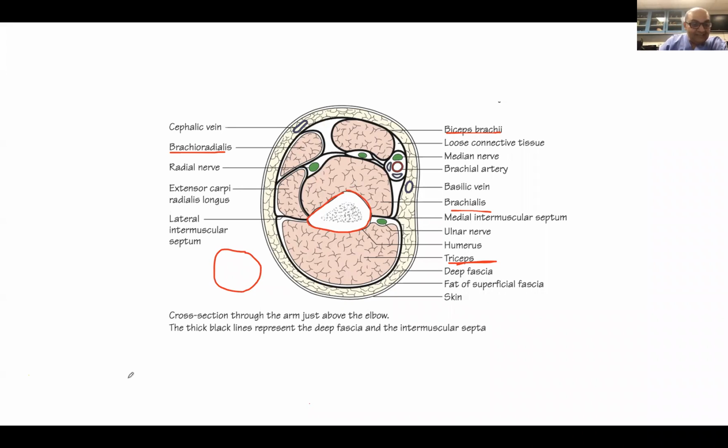Why is the extensor carpi radialis longus here? Yes, because we are very close to the lateral epicondyle. That's why. Asphia, now you understand why it's here? Because we are at the lower segment. Why is the extensor here, Asphia? I have answered you, cross section of the arm. So is that clear? I don't see any other thing in this image.